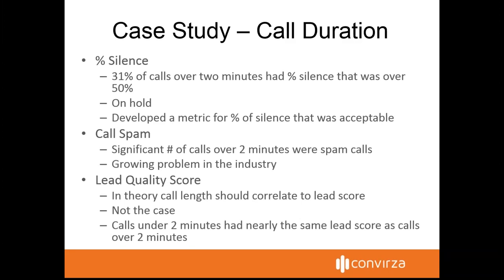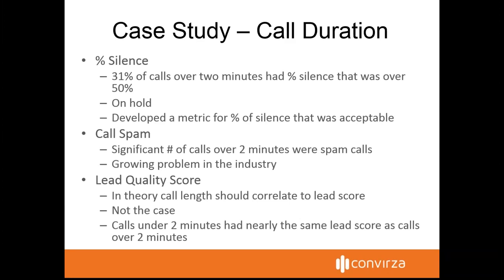And then lead quality score. Here are a few things we learned. Number one, in theory, call length should correlate to lead score, right? I mean, that's the whole theory. The longer the call is, the greater the lead score should be. So I should back up and say this.